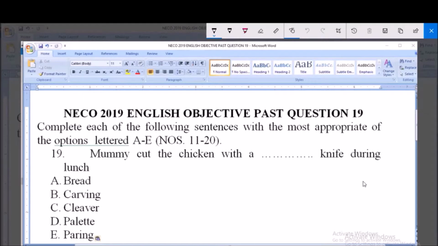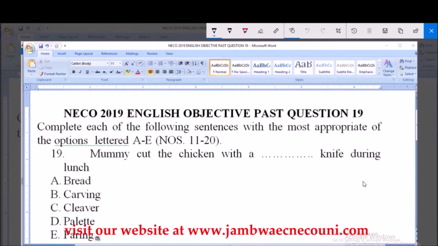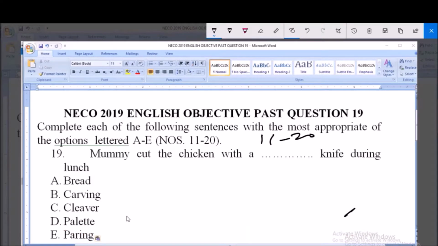The instruction here says complete each of the following sentences with the most appropriate of the options lettered A to E, and we are using this instruction to answer questions 11 to 20. And the sentence here says: Mommy cut the chicken with a dash knife during lunch. Mommy cut the chicken with a dash knife during lunch.